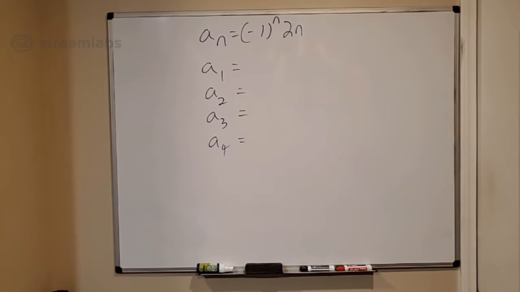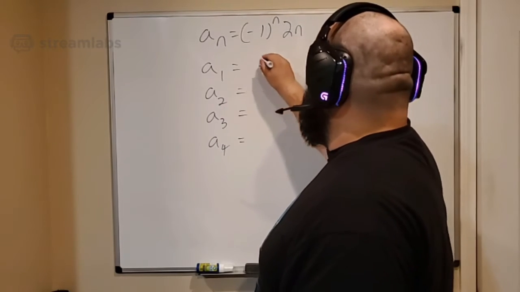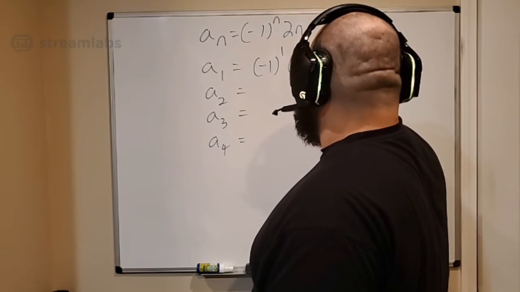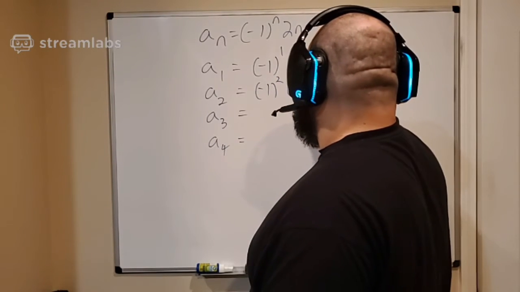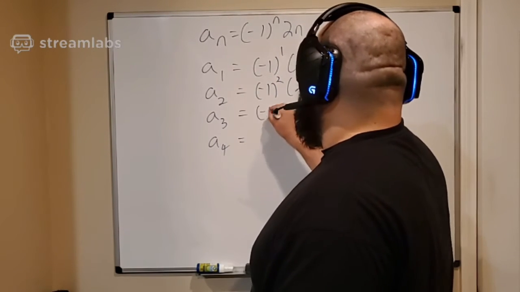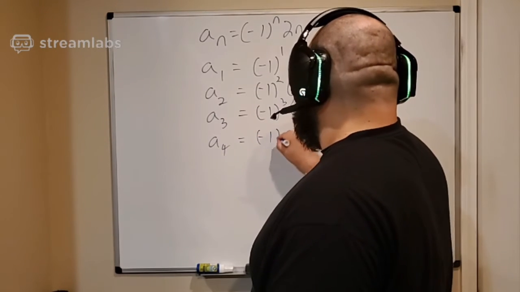Okay, so in this case, pretty easy because they gave us the general term. All you gotta do is plug in 1, plug in 2, plug in 3, and plug in 4. So negative 1 to the first, 2 times 1, negative 1 squared, 2 times 2, negative 1 to the third, 2 times 3, and then negative 1 to the fourth, 2 times 4. So pretty generic, pretty easy.